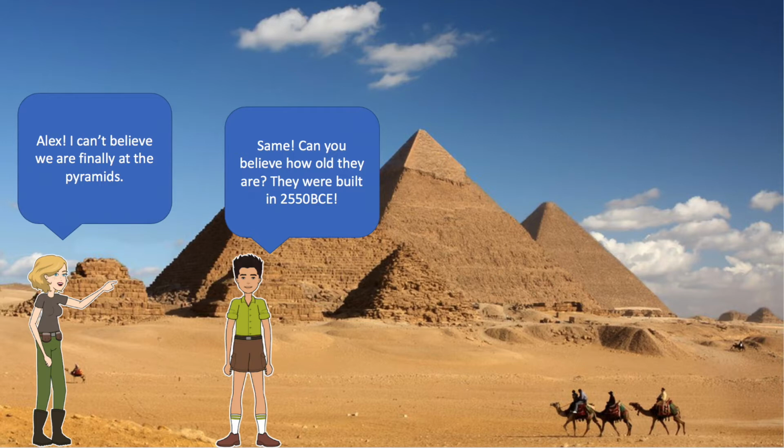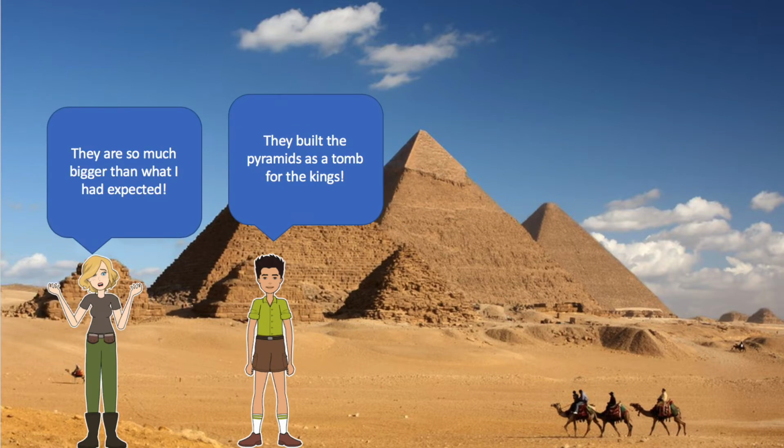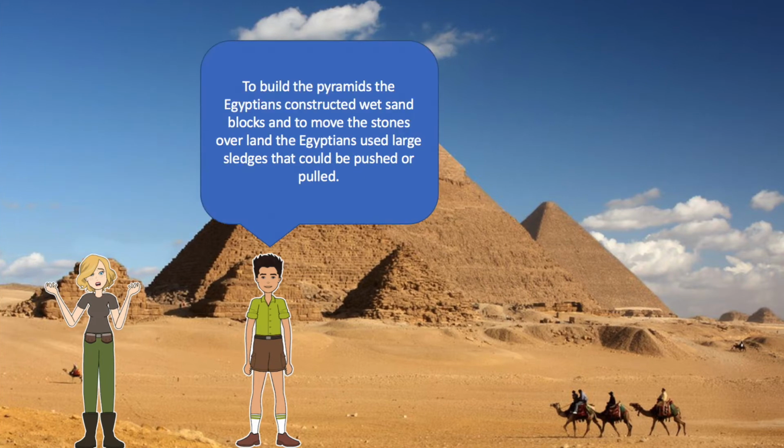Alex knows a lot about the Egyptian pyramids, so he will be helping us and Amy learn more about them. Amy couldn't believe the pyramids were as big as they were. She couldn't understand how they were man-made thousands of years ago, when they never had the technology to help them. Alex then explains that it is believed the pyramids were constructed as tombs for the kings. To build the pyramids, the Egyptians constructed wet sand blocks, and to move the stones over the land, Egyptians used large sledges that could be pushed or pulled.